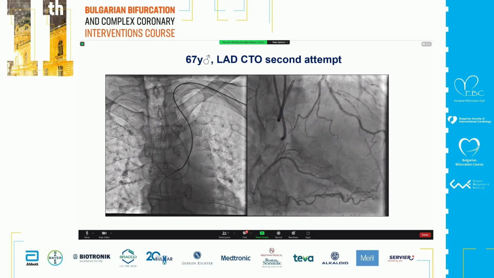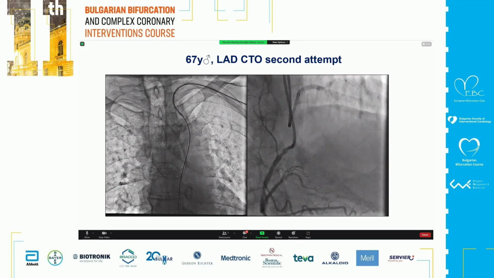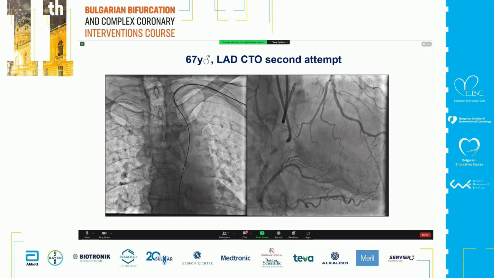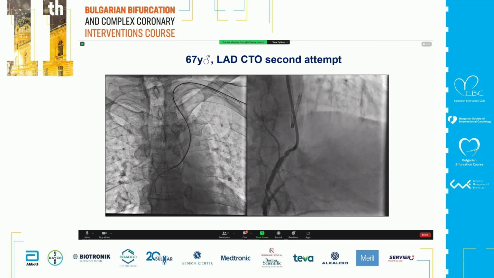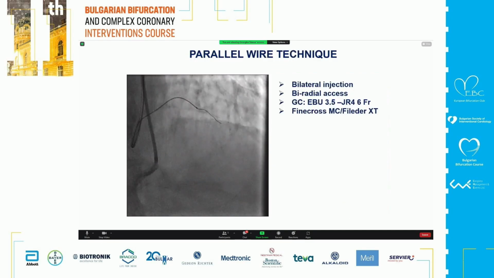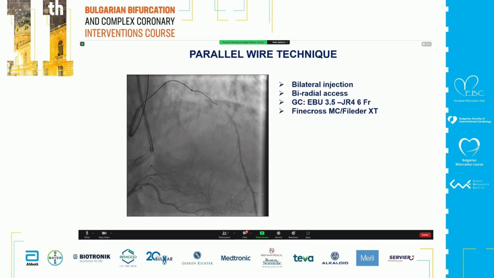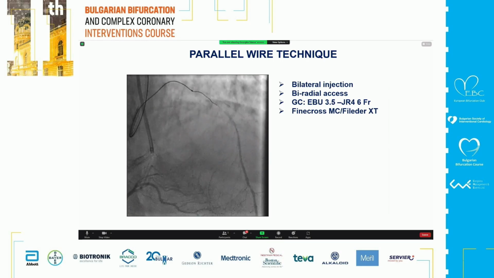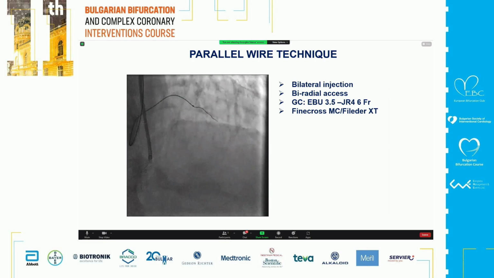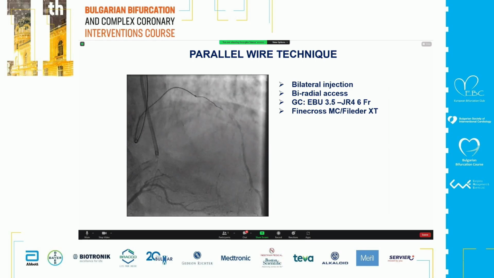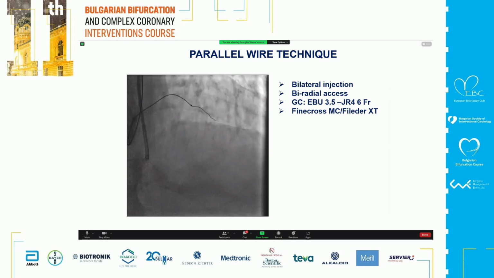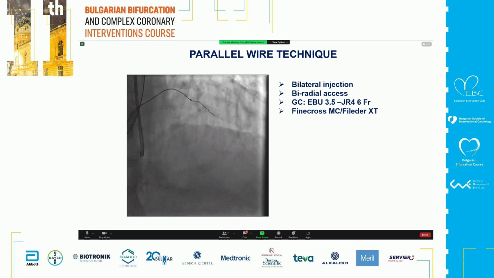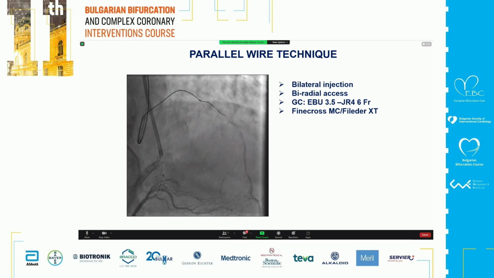You see here a bi-radial access, which is a standard thing of mine. A patient with an occluded CTO. This is an old case, but I found it illustrative. You see the calcification in the proximal LAD. And basic rules of CTOs: bilateral access, double injection, it shows you the target very clearly. And you see support always with a microcatheter, in this case it's Finecross. And you start wiring. This is a Fielder XT.